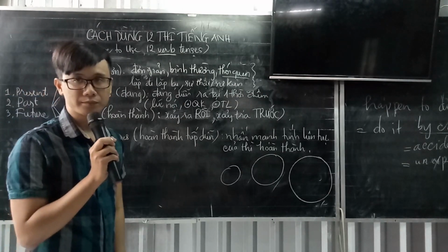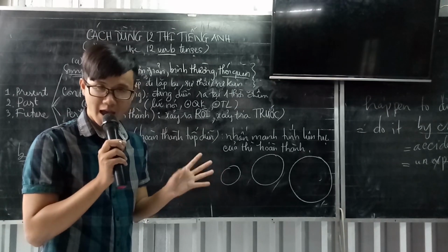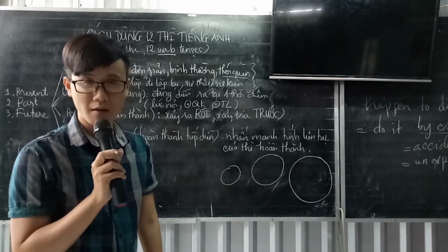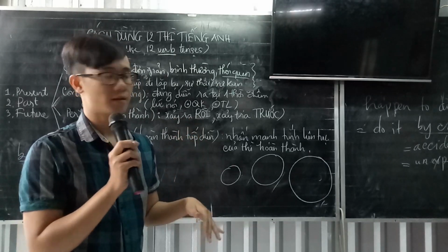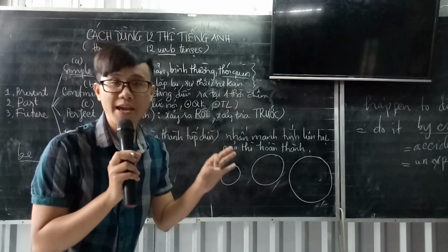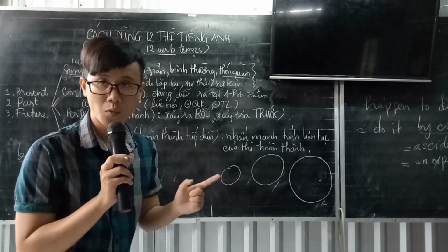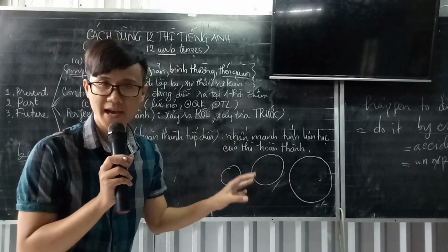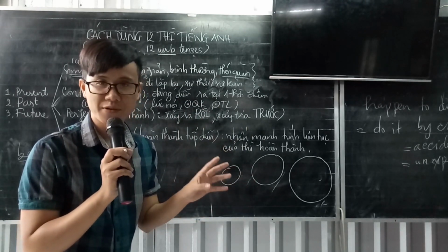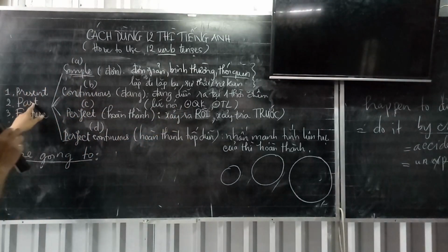For example, at 8 p.m. yesterday, I was doing my homework. You know? Again, at 8 p.m. yesterday, I was doing my homework. So at a certain point in the past, we use past continuous tense. Here, past continuous.